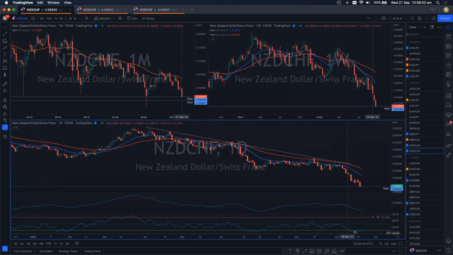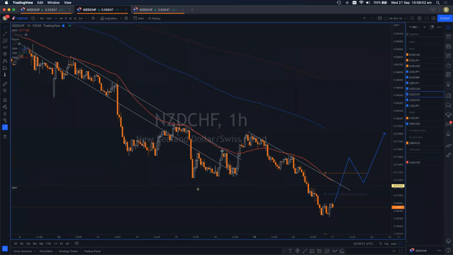It's very oversold into that green area here, which is a buy signal. Very oversold, and there's a MACD here as well. So we're looking for a reversal, but we have to be careful and make sure we get confirmation.